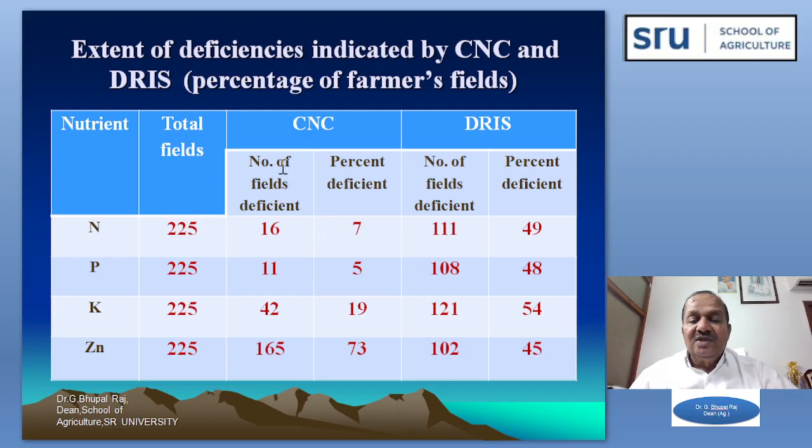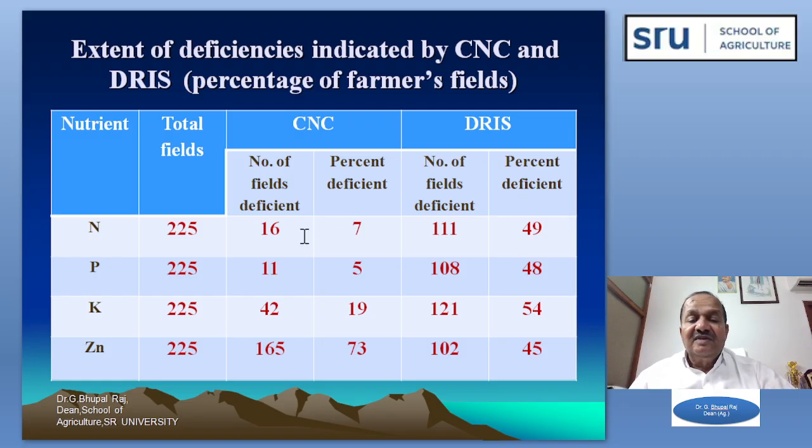So among the 225 fields, when we follow the critical nutrient concentration, only 16 fields were deficient in nitrogen, and that is only 7% of the fields. But when we follow DRIS, out of 225 samples, 111 samples were deficient in nitrogen, and 49%, 119 samples were deficient. That comes to 49% of the samples being deficient.